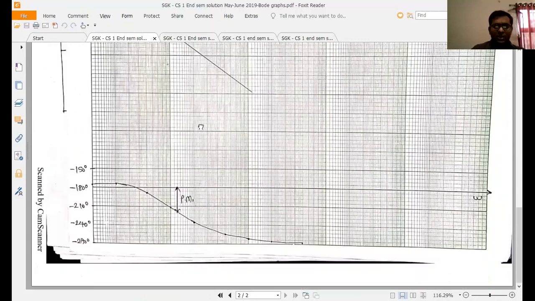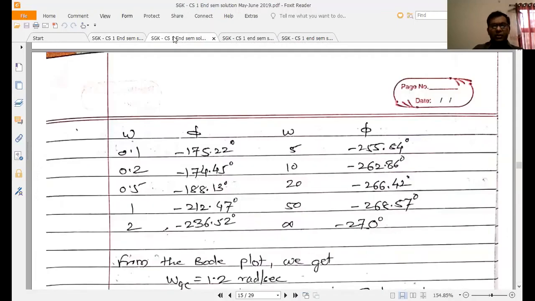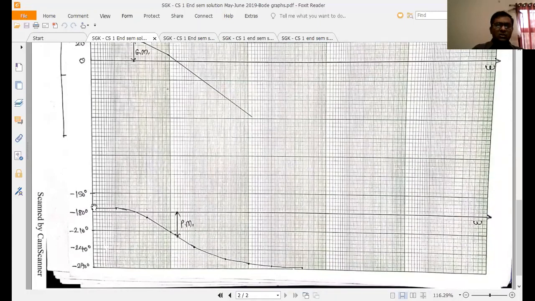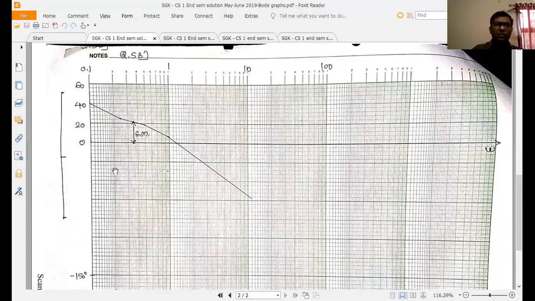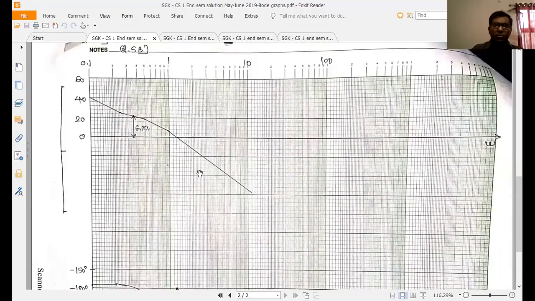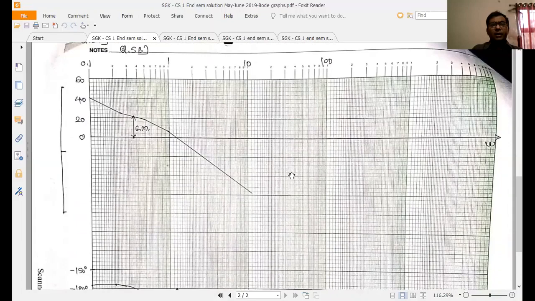Okay, so first take a quick look at the phase plot. We are just plotting the values like this. Nothing special we are doing, right? At 0.1, minus 175. 0.1 is here, this is point 1. At point 1, the value of the phase angle is somewhere around here, a little less than 180. So we just take the values, plot them and draw the curve. Okay, so this is very straightforward for the phase angle. The problem you were always facing was about the magnitude plot.